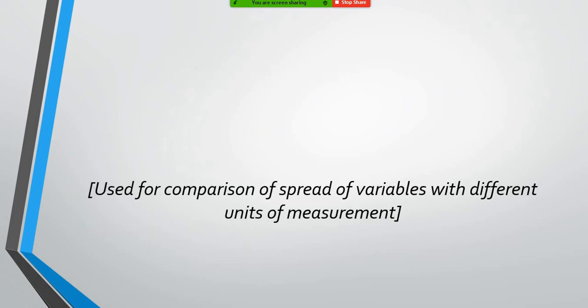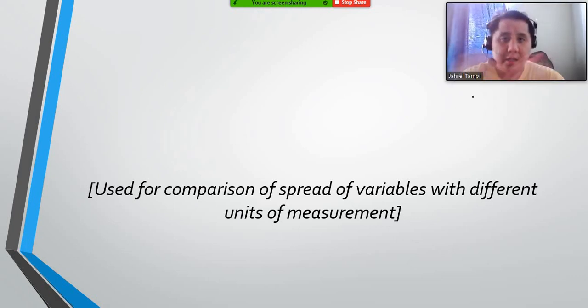The coefficient of variation is used for comparison of spread of variables with different units of measurement. It is quite difficult to compare the height and the weight in terms of their variability because they are measured in different units. Hence, we need to use the coefficient of variation to compare which one is more consistent, the height or the weight, in the context that you're studying it.